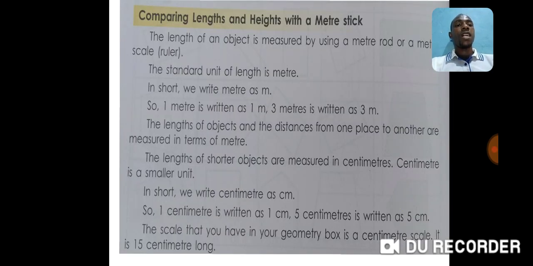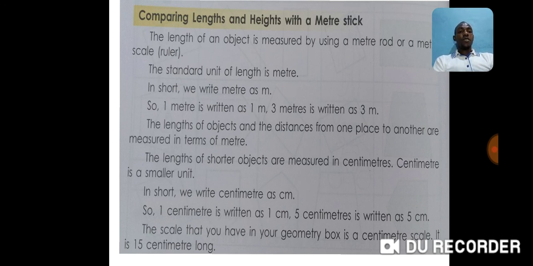Comparing lengths and heights with a meter stick. The length of an object is measured by using a meter rod or a meter scale, which is also known as a ruler. The standard unit of length is meter. In short, we write meter as m. So 1 meter is written as 1m, 3 meters is written as 3m. The length of objects and the distance from one place to another are measured in terms of meter.